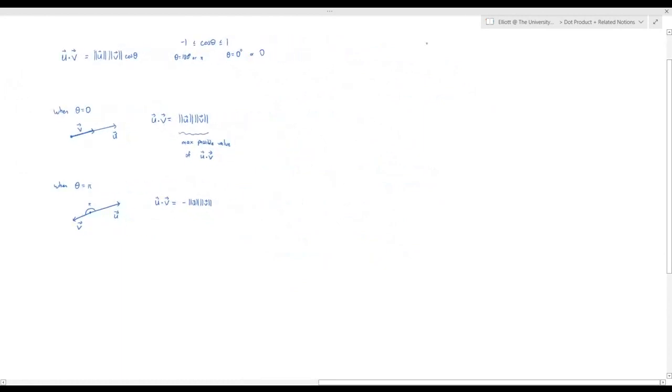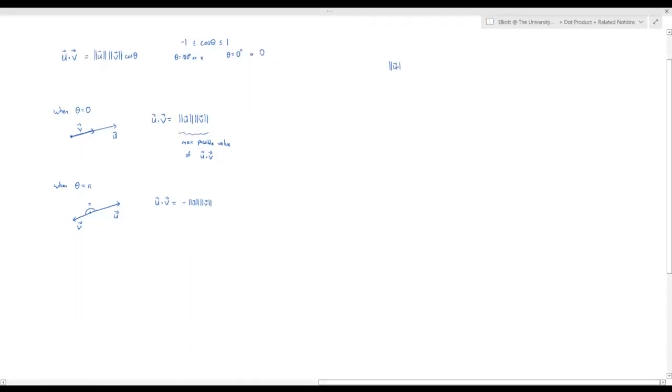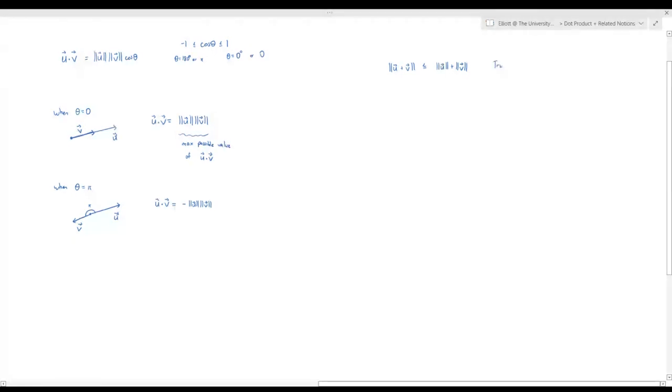I also mention real quick the max and min values of the norm. I don't plan on spending too much time during my review talking about it, but you guys probably remember the triangle inequality: the norm of u plus v is always less than or equal to the norm of u plus the norm of v.